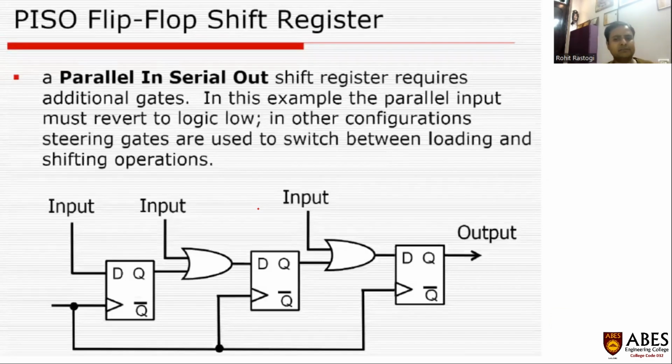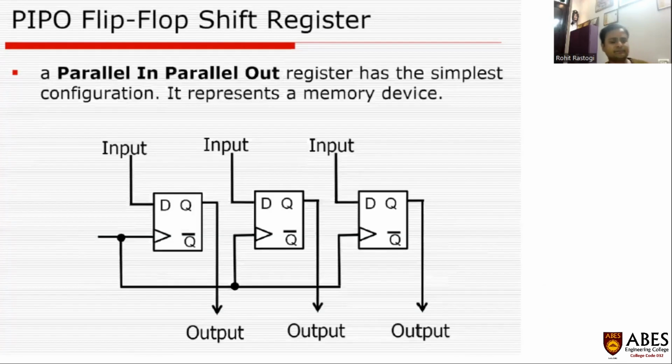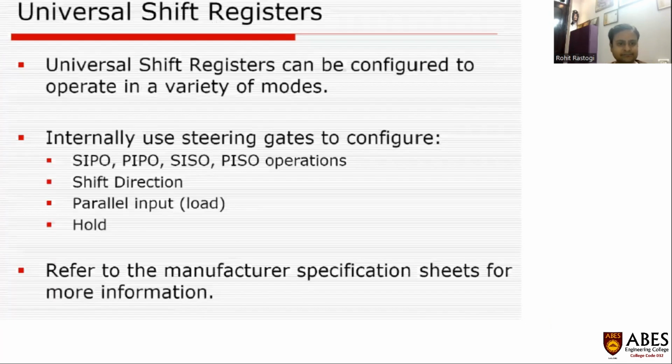In parallel input serial output, a particular logic is being applied and the inputs are given in parallel, and we are getting the outputs one by one. So one by one outputs are being obtained. And in parallel input, parallel output, you can see that three inputs are being applied and at all the flip-flops we are getting output. So this is parallel input, parallel output operation.